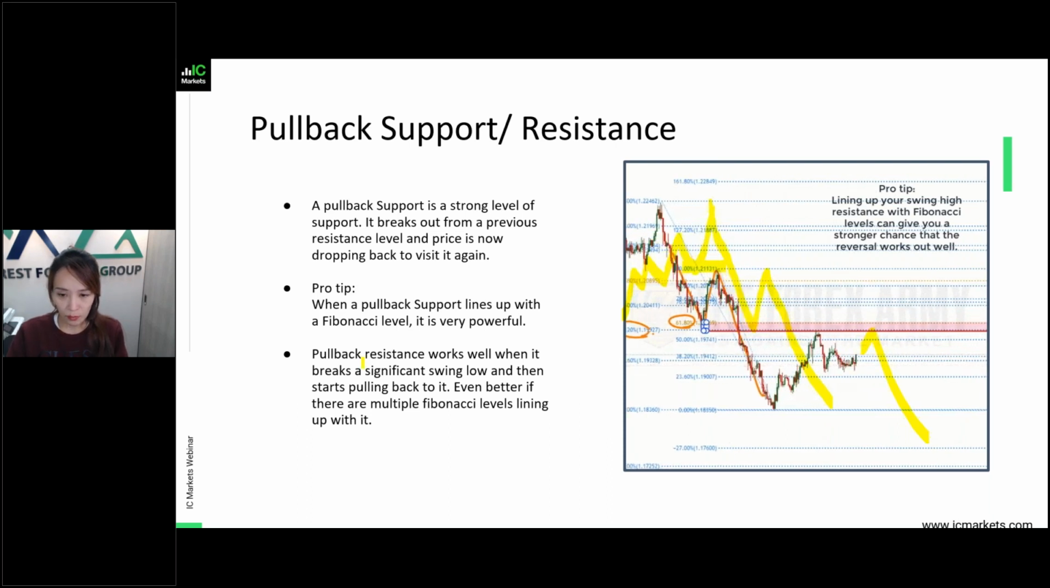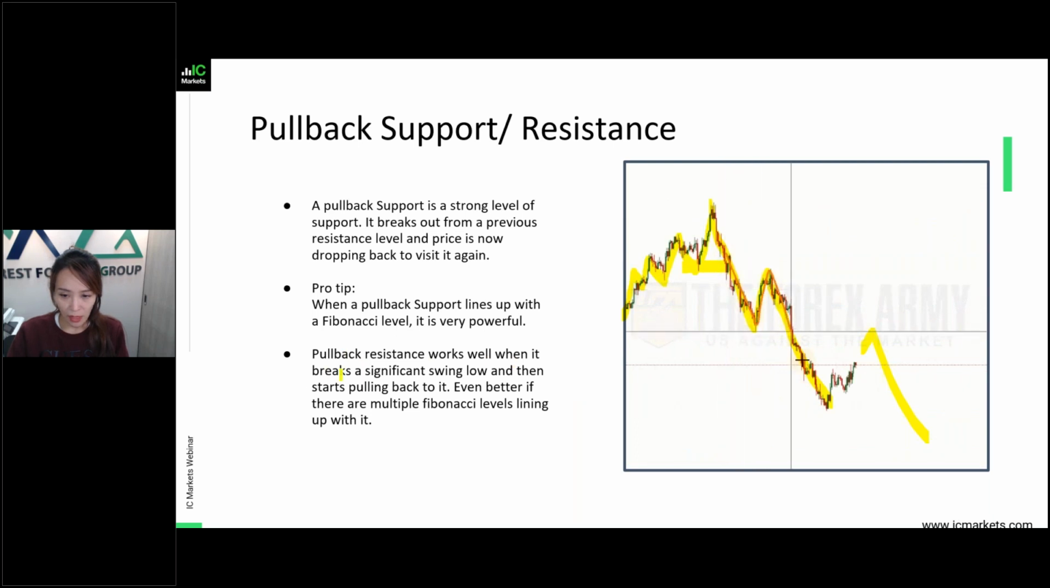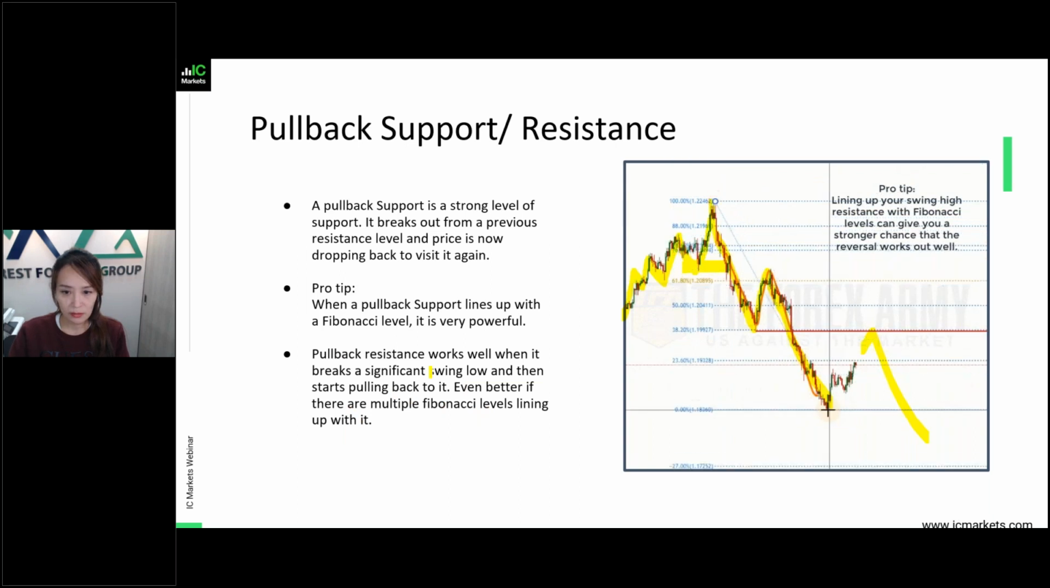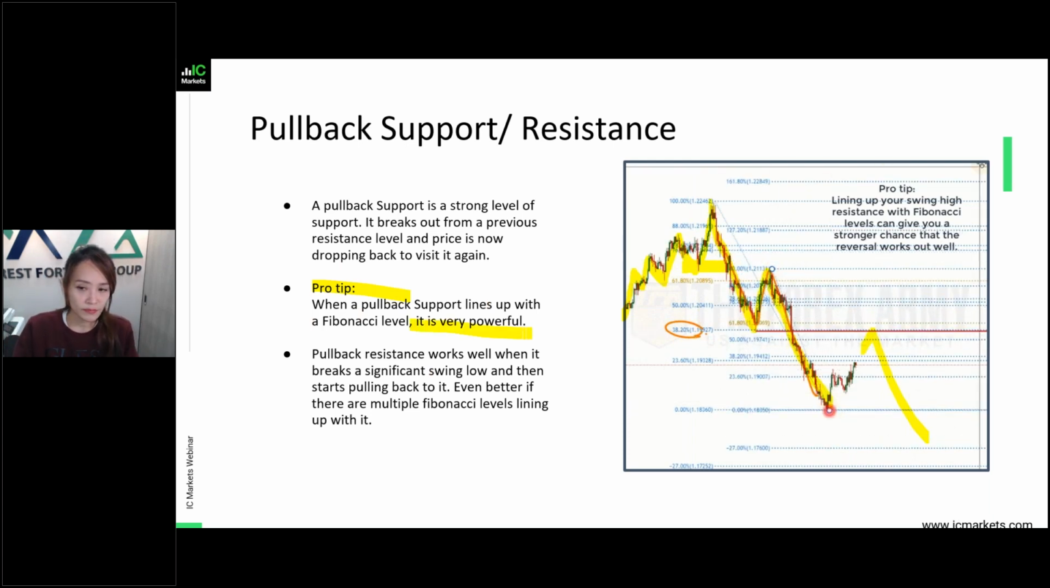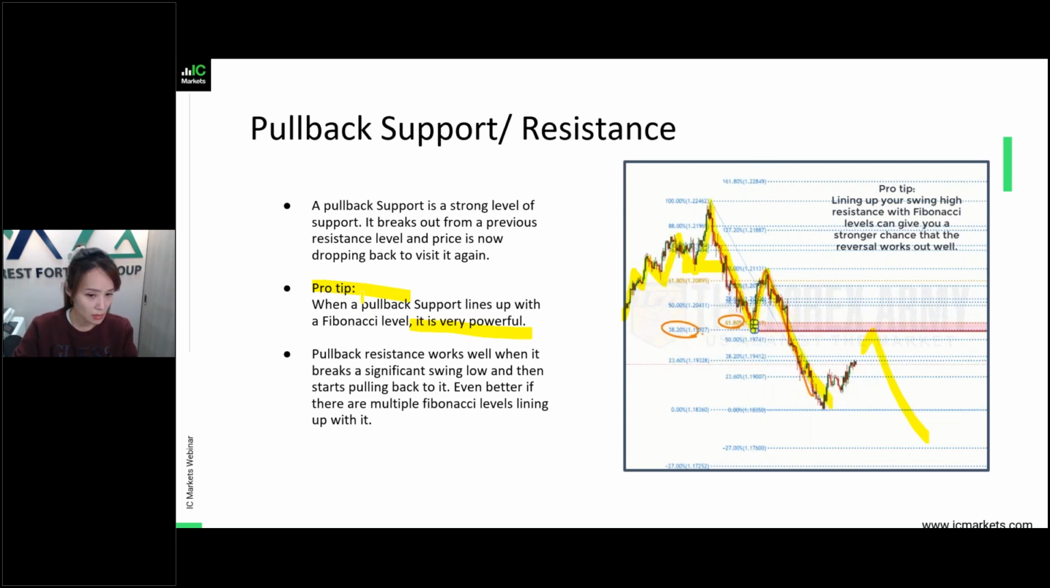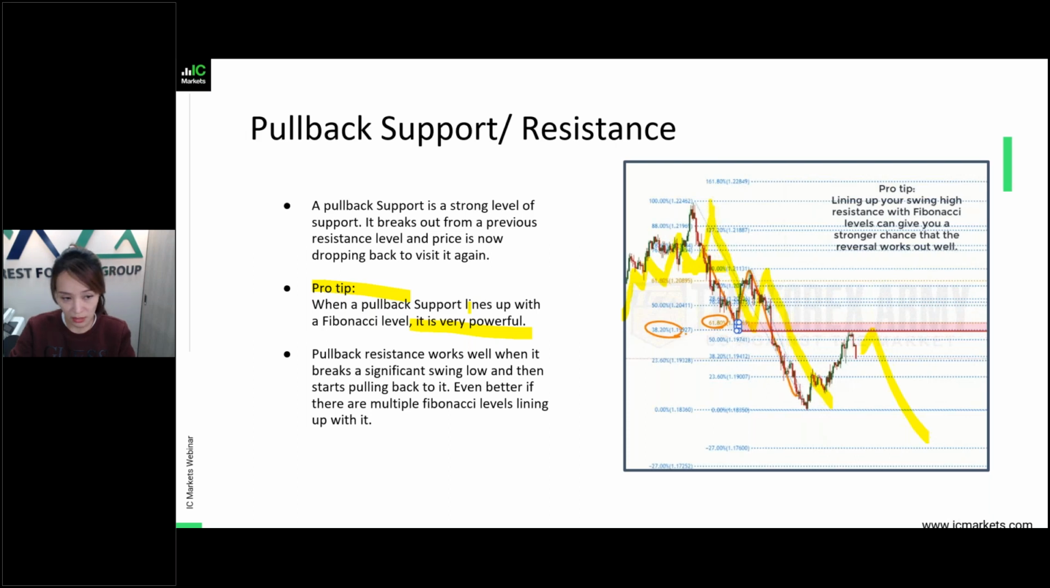It's the same as the pullback resistance. It works well when it breaks a significant swing low and then starts to pull back to it. Even better if there are multiple Fibonacci levels lining up together. The tip is that when a pullback support lines up with Fibonacci, it is very powerful. So basically we're not going to trade based on only support and resistance. You have to combine it with an indicator like Fibonacci or EMA, or you can use other analytic indicators.